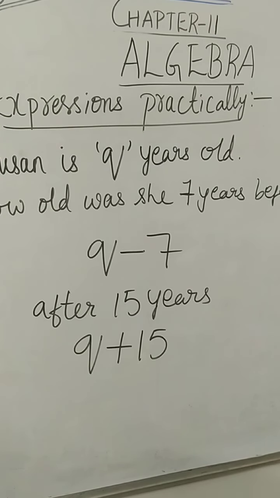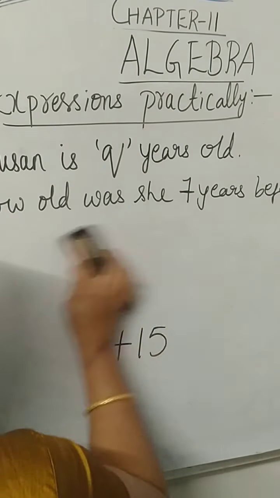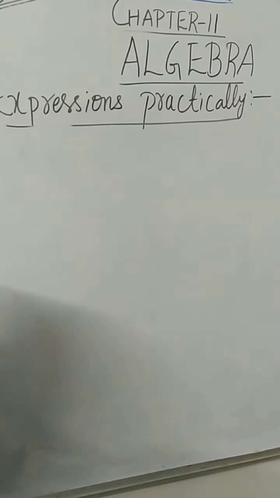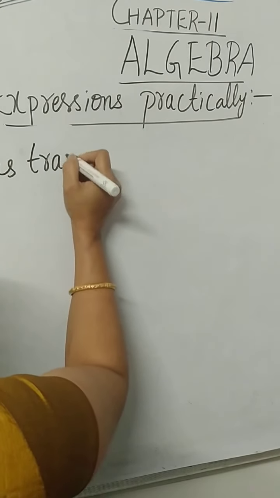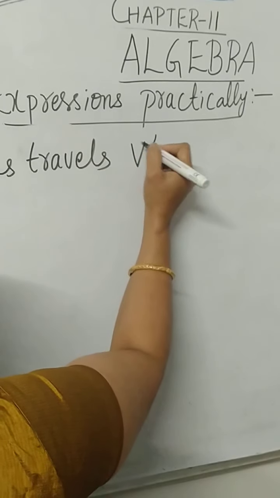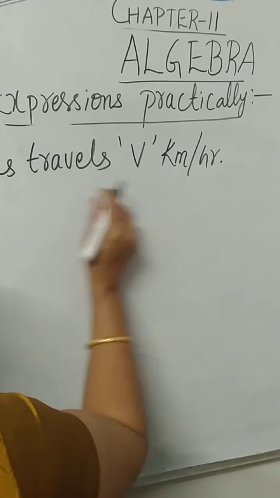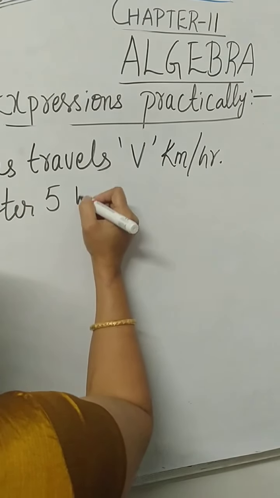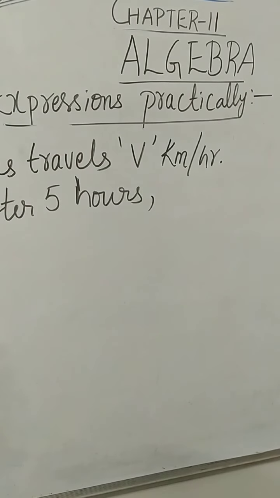Look here, I'll give you another example. A bus travels at V km per hour. The bus is traveling now. The bus travels V km per hour. In 1 hour it will travel 5 km. After 5 hours, how many kilometers has it travelled? Can you tell?